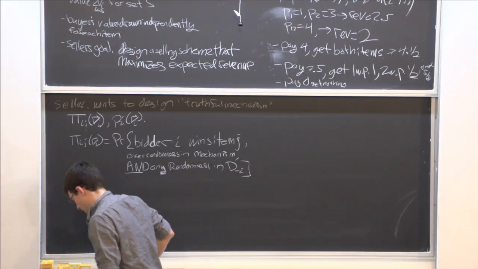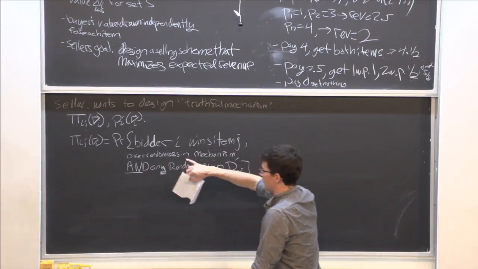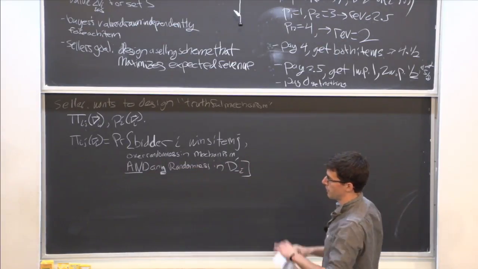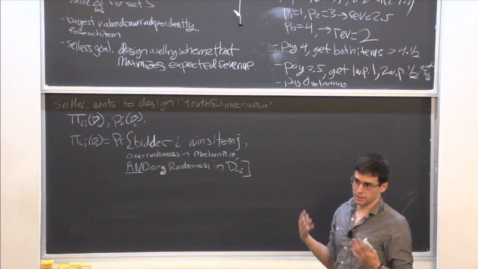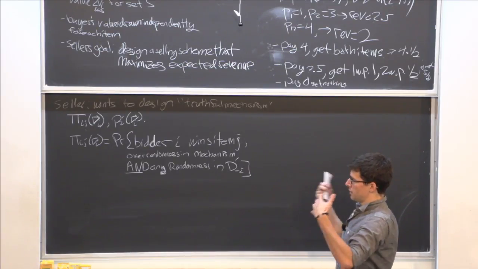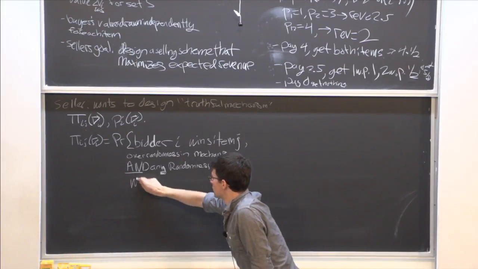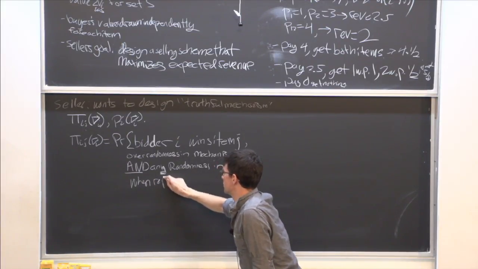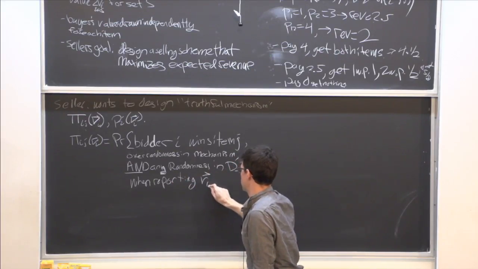Okay, so what this means is, this is going to define for whatever mechanism you come up with. For any bidder and any item, you can define the following probability. The bidder shows up, when, there's one thing missing, when reporting vi.